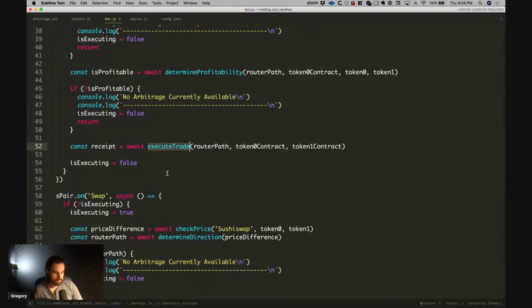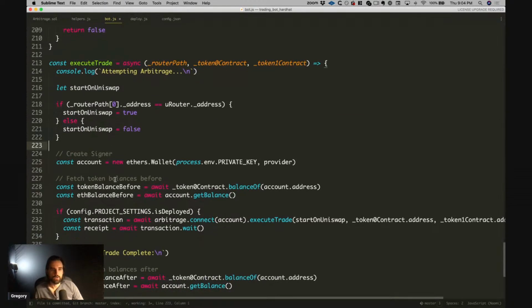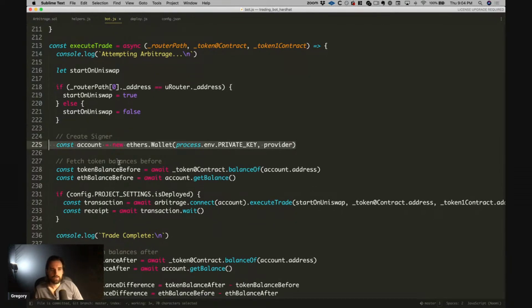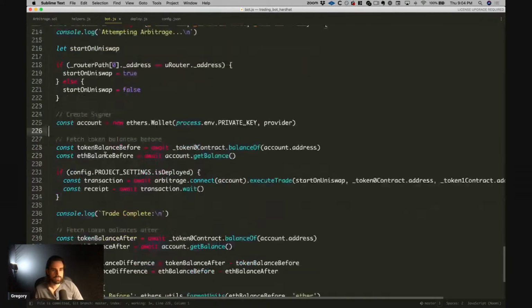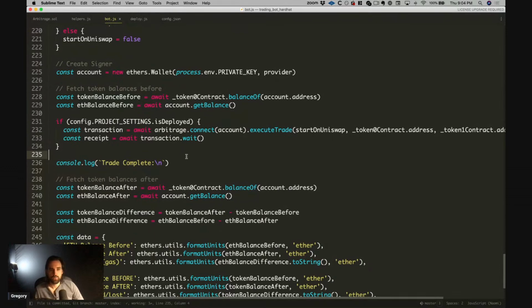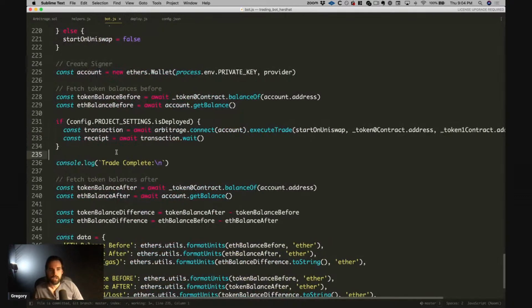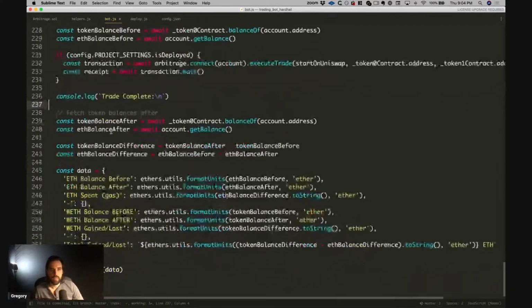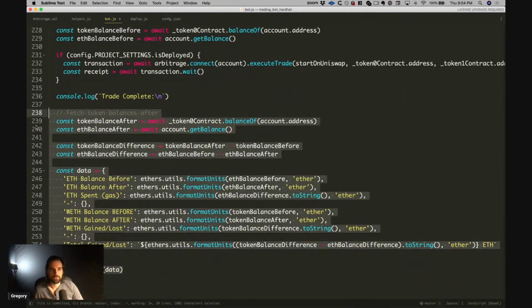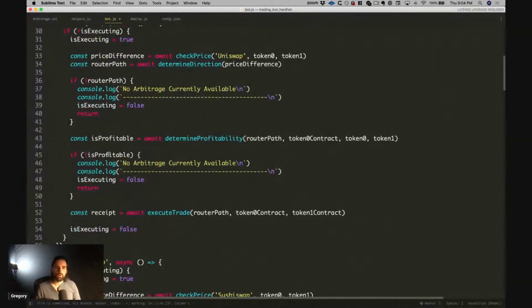And for execute trade, all it does is take in the router path, token 0 contract, token 1 contract. All right. And it will basically get a wallet from your private key. All right. Create a signer. That's what you need to create transactions out of ethers. It'll get your token balance before, ETH balance before. It will basically, if your project is deployed, do arbitrage connect account, execute trade, start on Uniswap, token address 0, token address 1, and then the amounts that you're going to flash loan. And then it will just wait for the transaction to finish. And whenever it finishes, it will log all the successful information to the console just like that. And boom, that's how you do an arbitrage with your bot.